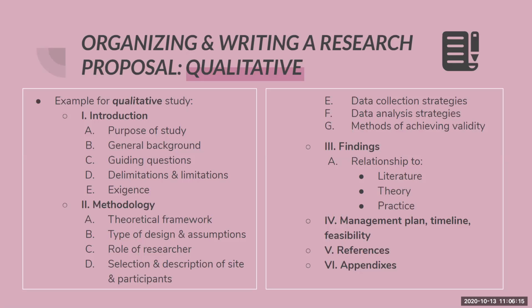Third, you should include findings, which include the relationship to literature, theory, and practice. You want to make sure that your research is actually for a purpose and that your literature and theory and practice all connect together. Fourth, you should include a management plan, timeline, and feasibility. Fifth, references, and sixth, appendixes.